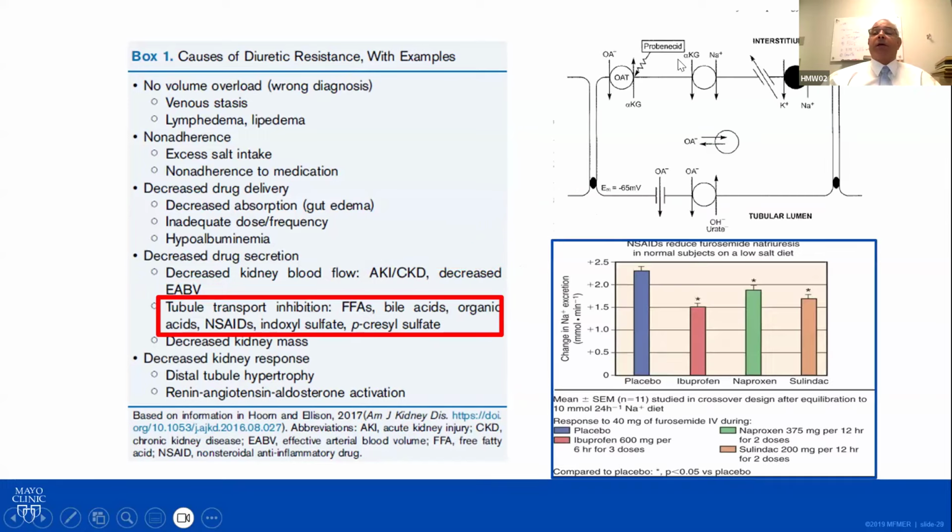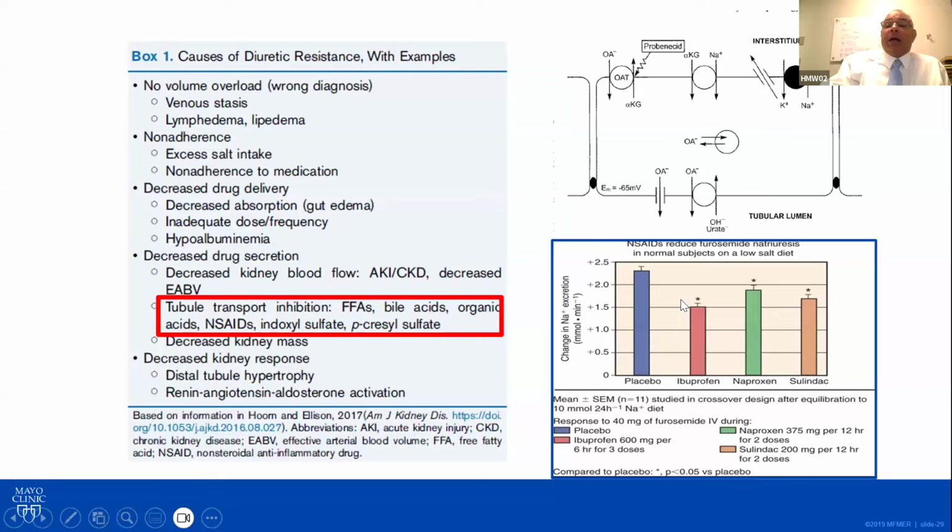We talked about the organic anion transporter earlier and how it gets the diuretics inside the lumen, but there are many inhibitors. Probenecid, I don't even remember I ever used probenecid in my life. But in cirrhosis, free fatty acids, bile acids, organic acids might be elevated. NSAIDs too: somebody who's taking a diuretic and ibuprofen, the diuretic is not going to work.